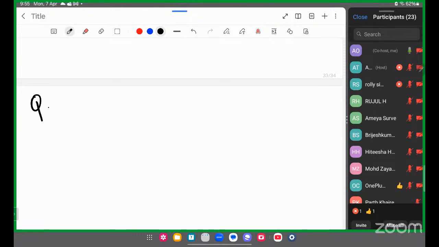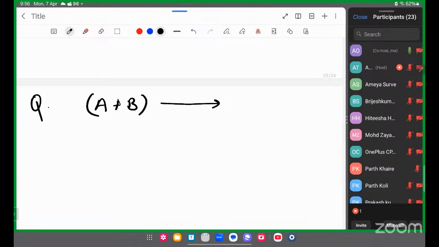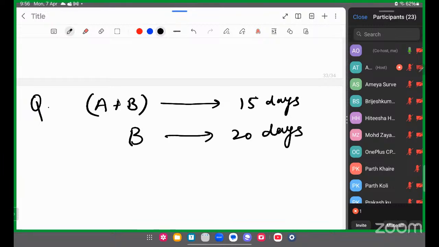Let's solve one more question, which is the same. A and B together can complete a piece of work in 15 days. In this case, A and B are working together, so if they work together, they will complete it in 15 days. B alone can complete it in 20 days. If B is working alone, he will complete it in 20 days. You have to tell how many days will be taken by A to complete the work.